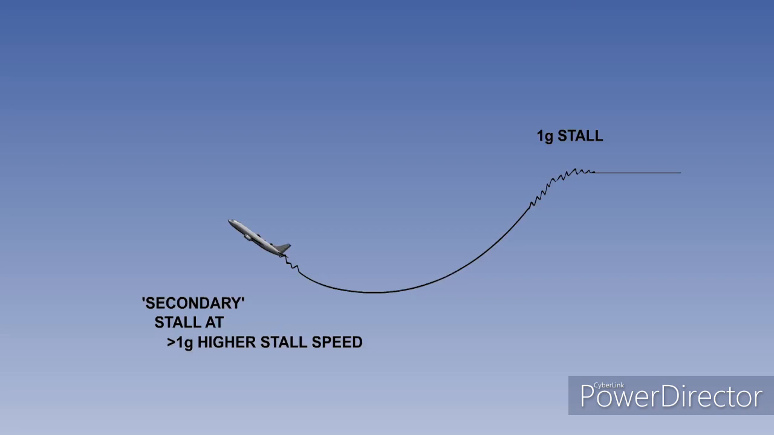To avoid or correct this situation, the solution is simply to maintain full or maximum power and relax any back pressure, or move the control column forward slightly, and allow the aircraft to regain a safe flying speed before regaining lost height.